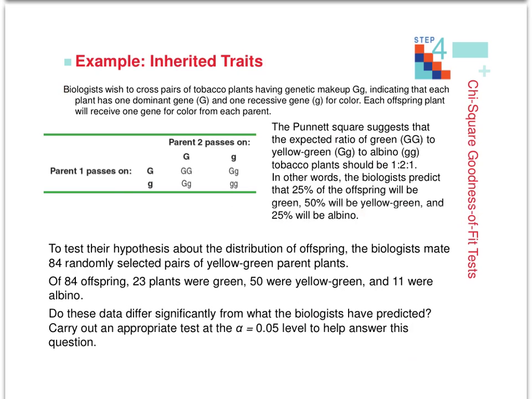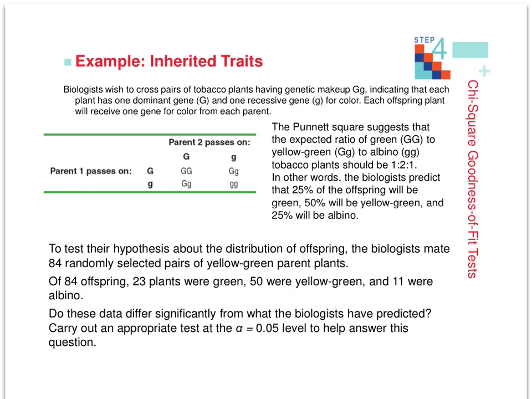There's another example of this. This one's about Punnett squares. It talks about traits that you inherit, usually from parents, or in this case talking about plants. Okay? So in this case they're testing the hypotheses about the distribution of offspring in 84 randomly selected pairs of yellow-green parent plants. Of the 84 offspring, 23 plants were green, 50 were yellow-green, and 11 were albino.